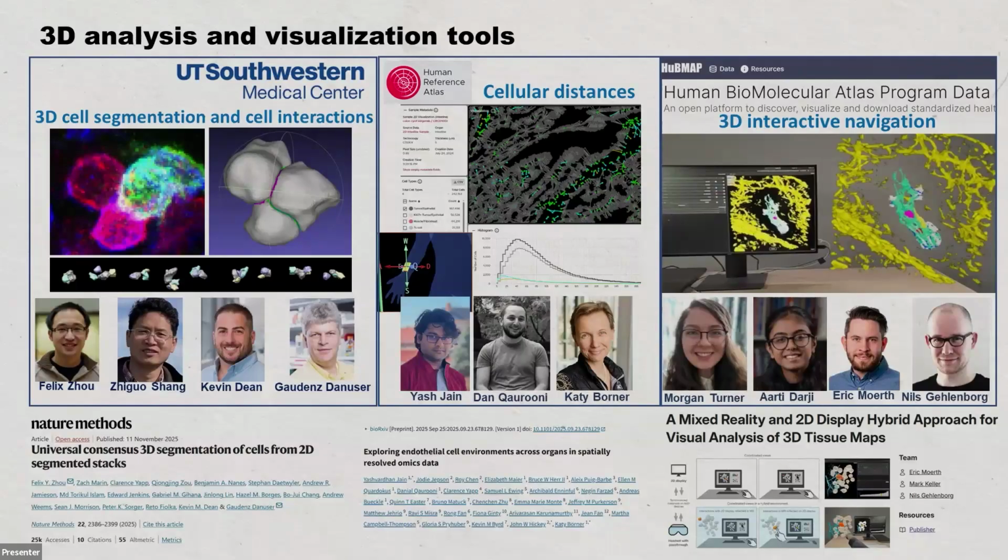In closing, I also want to highlight other collaborators from around the country who have gone on this journey with us. At UT Southwestern, we also work with Professor Kevin Dean and another postdoc, Zigo Sheng. They've developed tools to automatically quantify specific cell interactions in a statistically powered way. Other collaborations we have are with Professor Kari Borner and Niels Gellenborg from HubMap to map out distances in tissue as well as visualize the datasets more easily using augmented reality, respectively. They all have papers highlighting the development of much needed 3D tools that are compatible with the 3D data I described, and more.